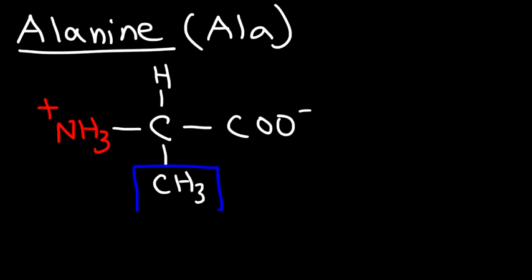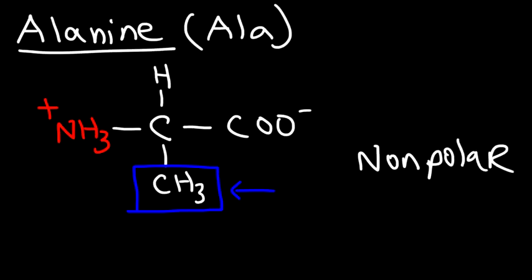Now, anytime you see basically a hydrocarbon side chain, the amino acid is considered to be a nonpolar amino acid. So if the R group is mostly carbon and hydrogen atoms, then you know you have a nonpolar amino acid. It's also known as an aliphatic side chain amino acid. Now let's go over the next example.